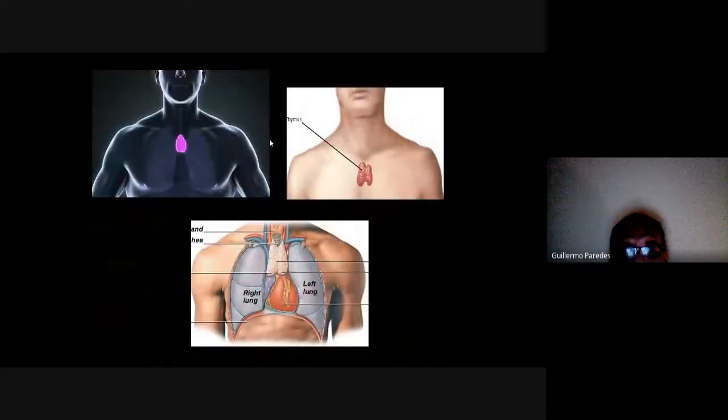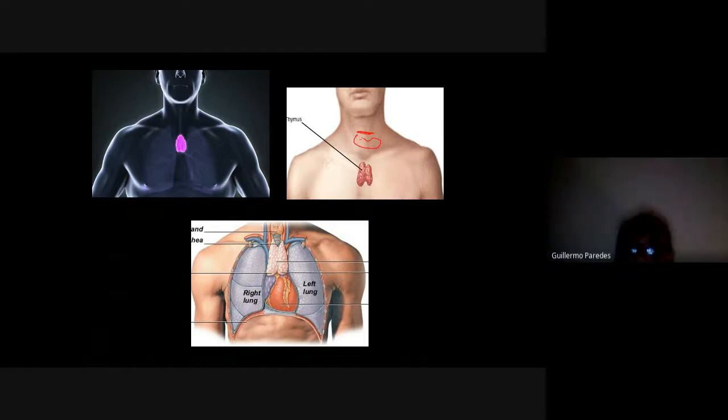So here we have the thymus, and the thymus is just behind the what? The sternum. So please don't confuse this with the thyroid gland. The thyroid gland is going to be below the larynx, in this area. So the thyroid gland is here. This is different. That is the thymus. Okay? All right.